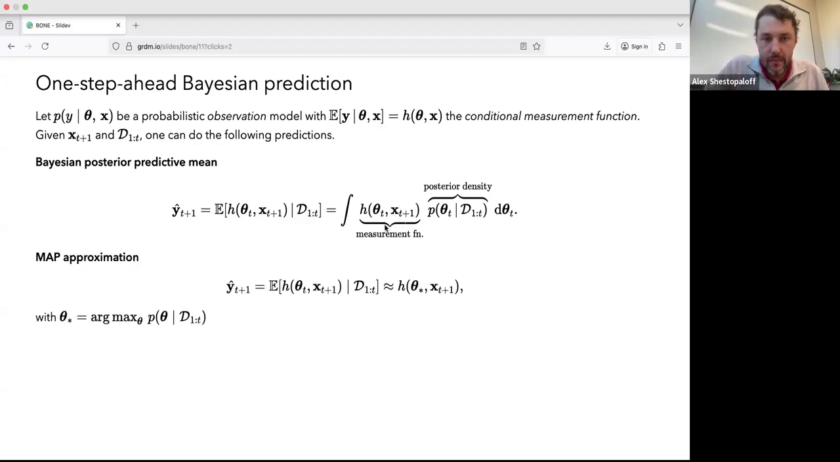Okay. We can, of course, also do a MAP approximation if this integral is somehow difficult to evaluate. Certainly that's another possibility. And here we would just maximize p of theta given D of 1 up through t and plug that into the measurement function, and then that would be an estimate of y hat. Okay. We can also do posterior sampling, so assuming we can draw samples of theta from the posterior, we can plug them into H, and then we can sample values of y hat by transforming sample values of theta and the given x through H.